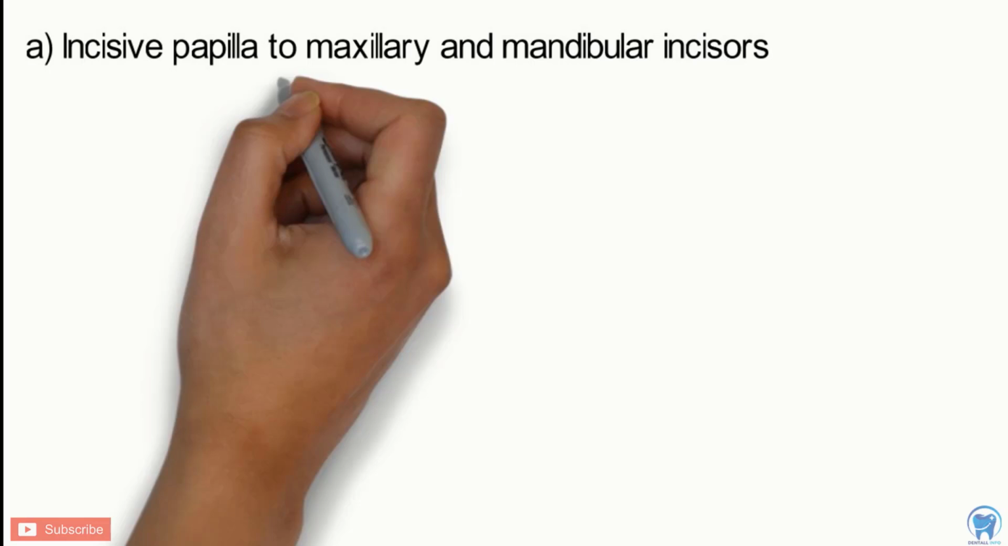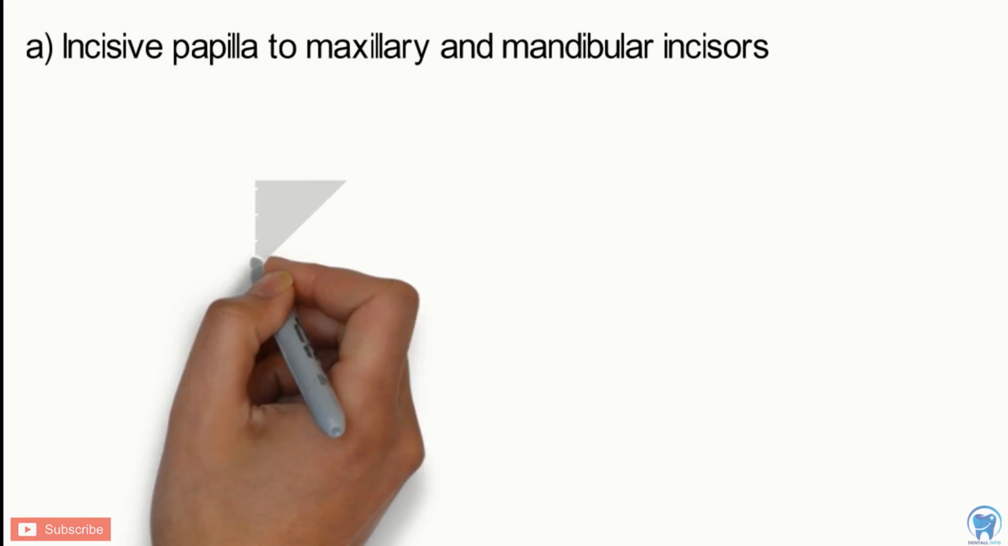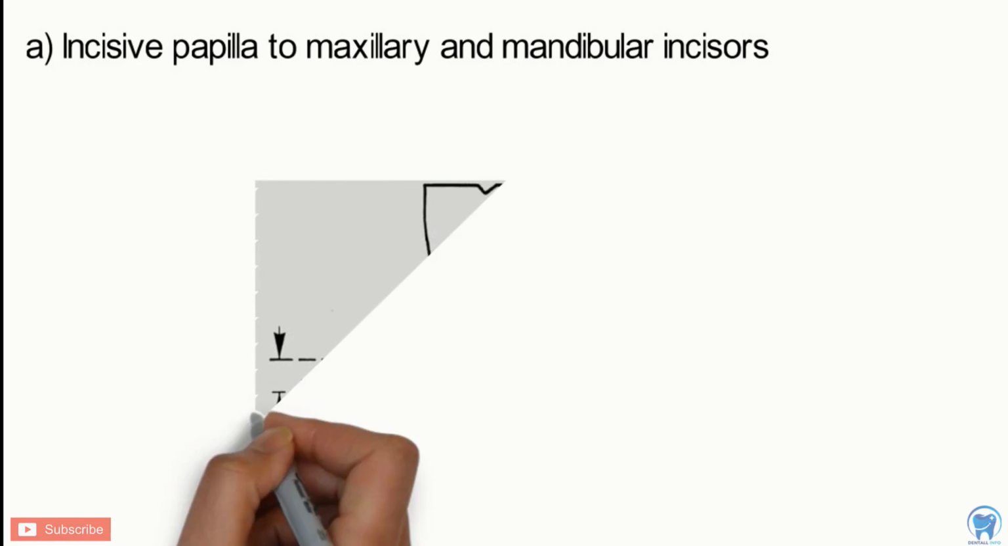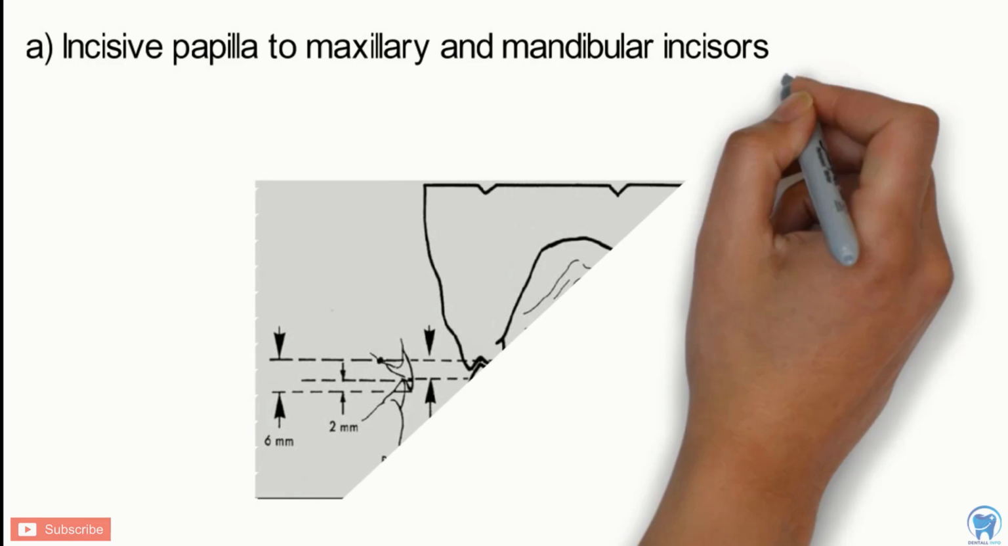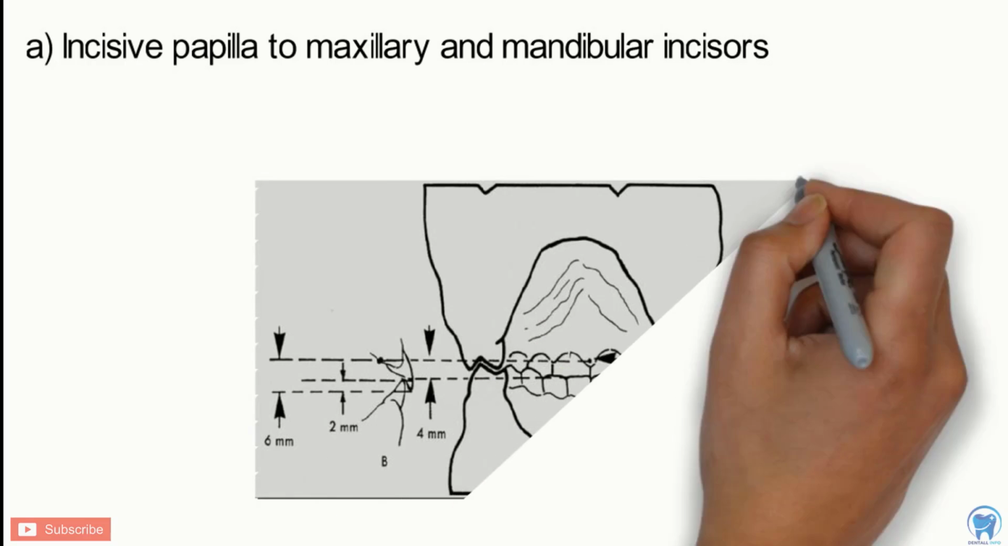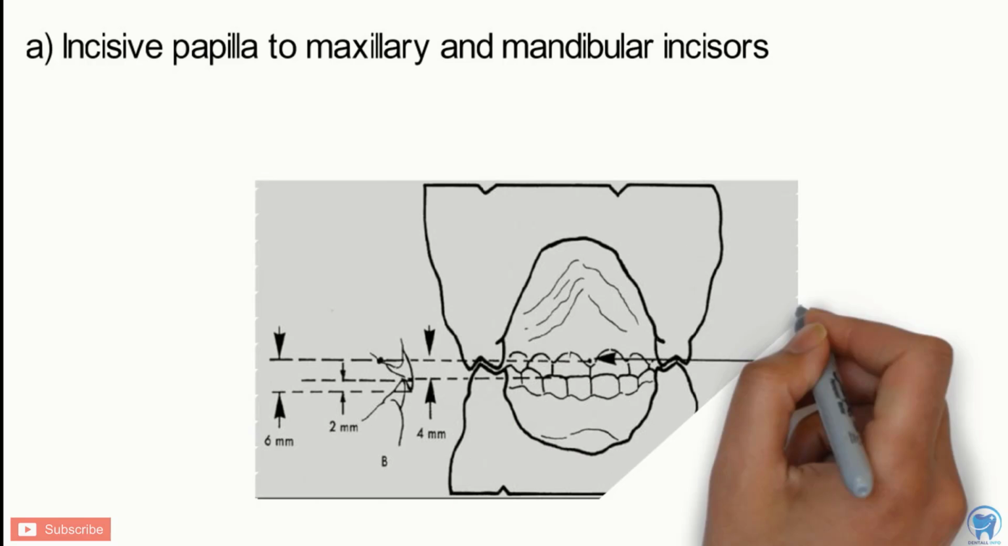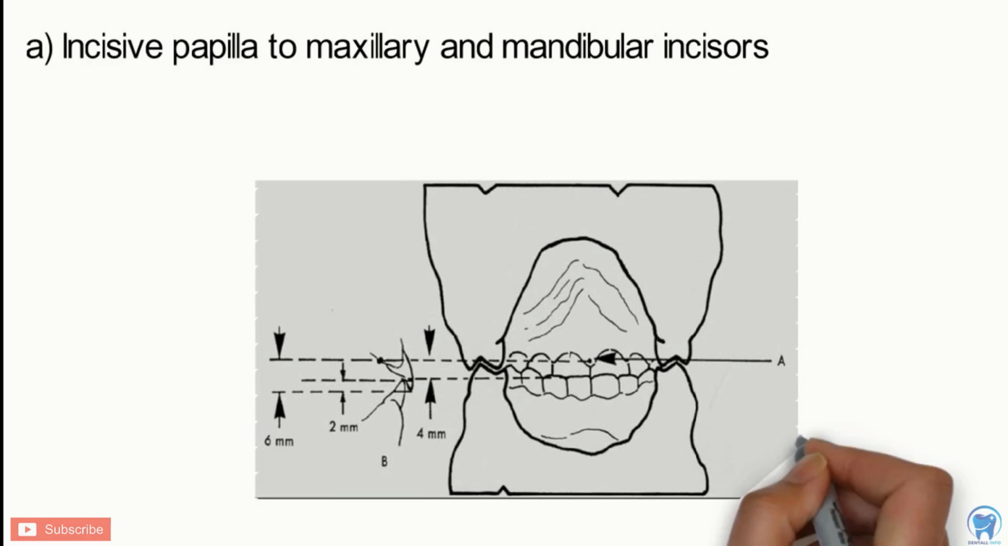The incisive papilla is a stable landmark. The distance between the incisive papilla and the edges of the mandibular anterior teeth is 4 mm, and the distance between the incisive papilla and the edges of the maxillary anterior teeth is 6 mm. These measurements may, however, vary, and this rule is not relevant to patients showing severe ridge resorption.